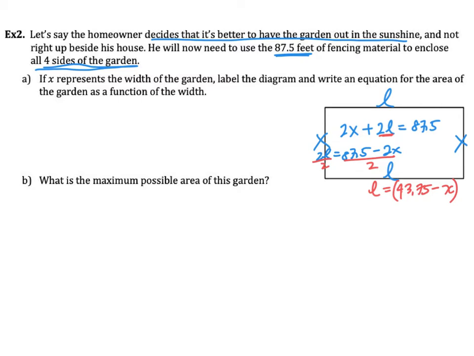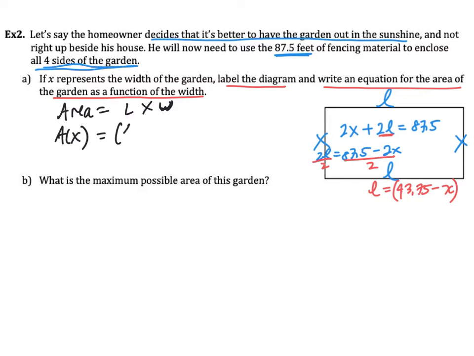So it says label the diagram. Okay, we did that, x, x, L, L. Write an equation for the area of the garden as a function of the width. So area equals length times width. But area with respect to the width is x. So that's going to be length, which is 43.75 minus x, times our width, which is just x. So this is our equation.